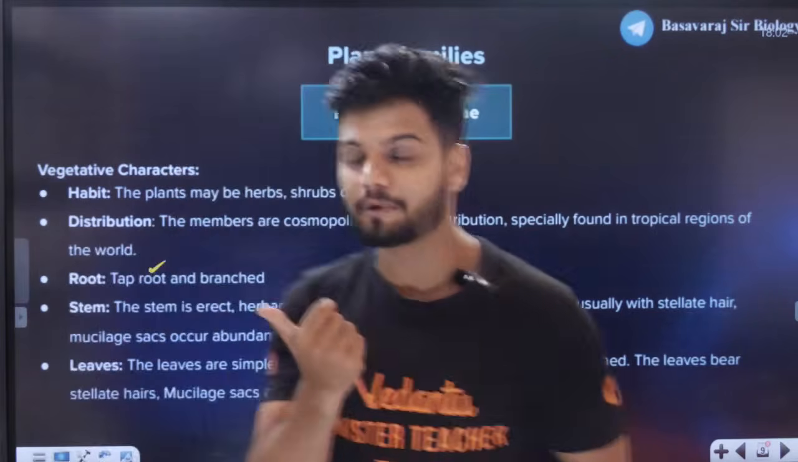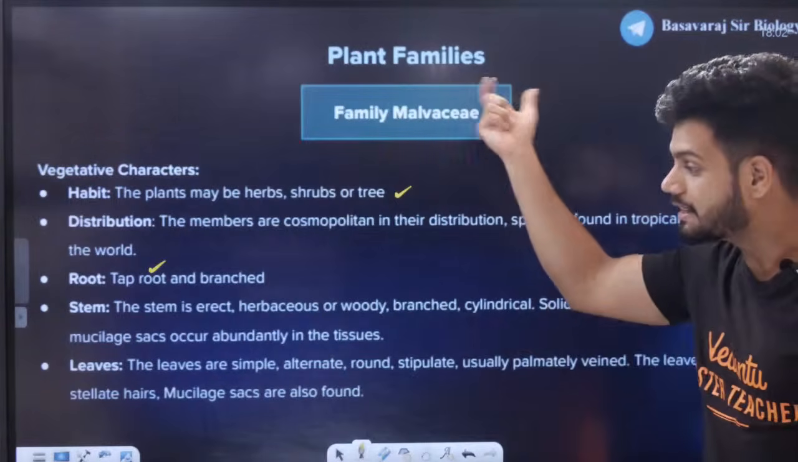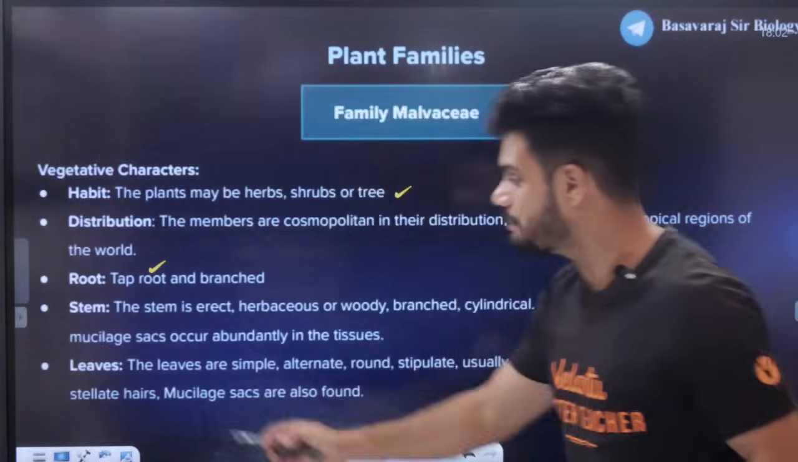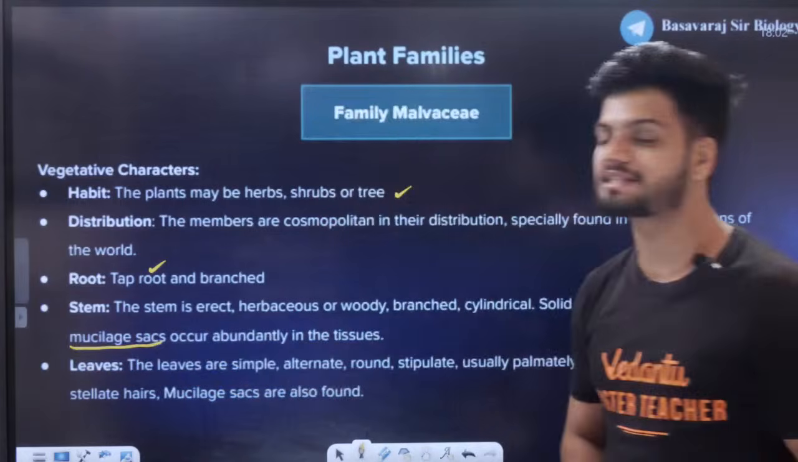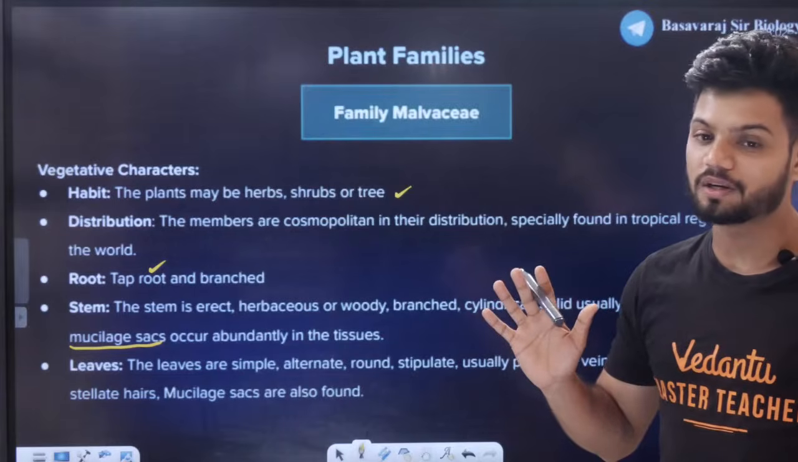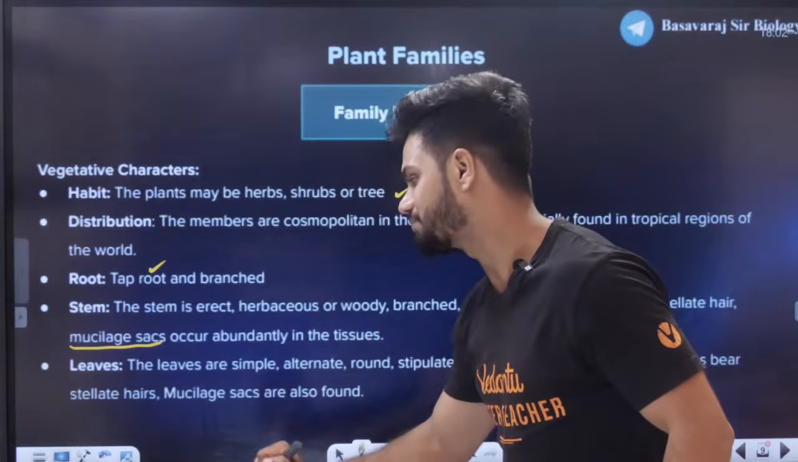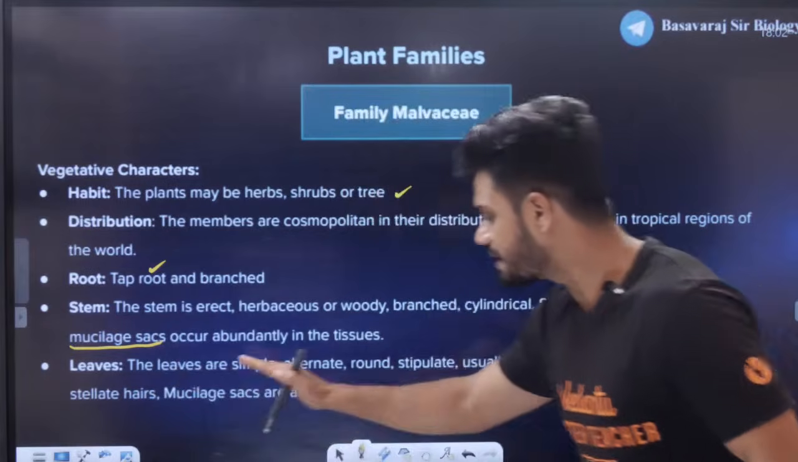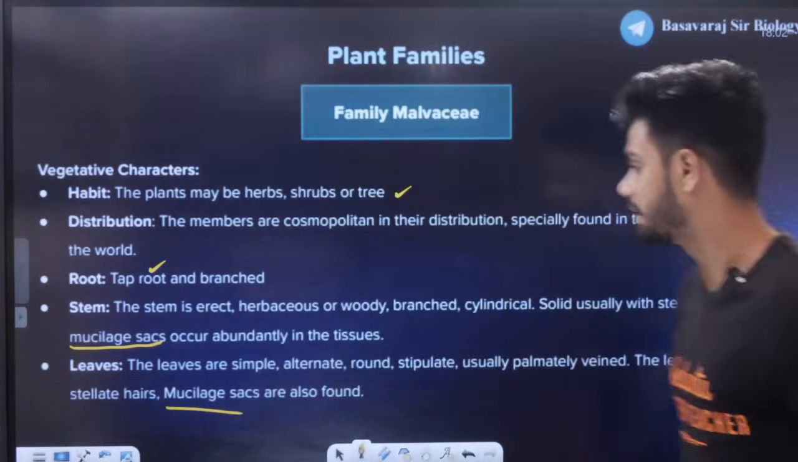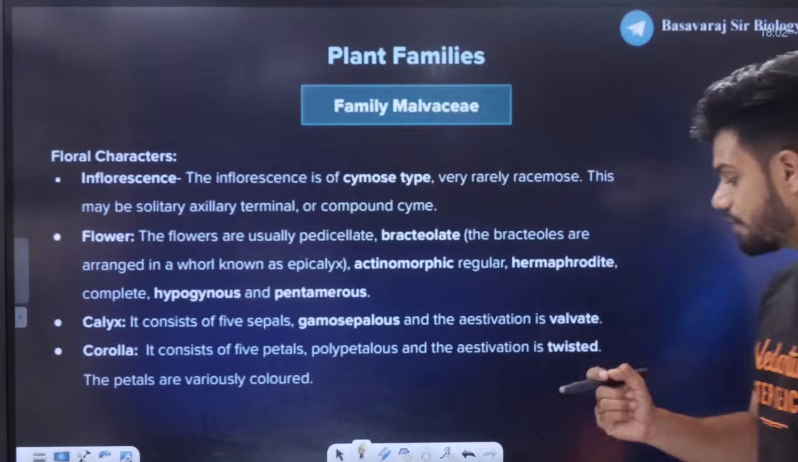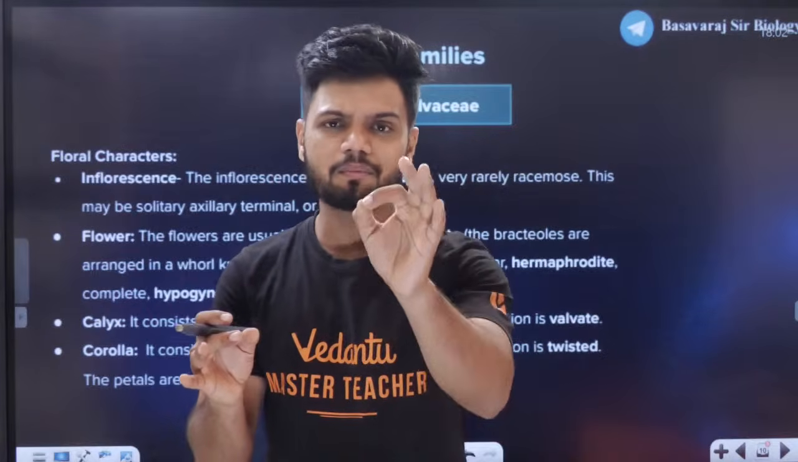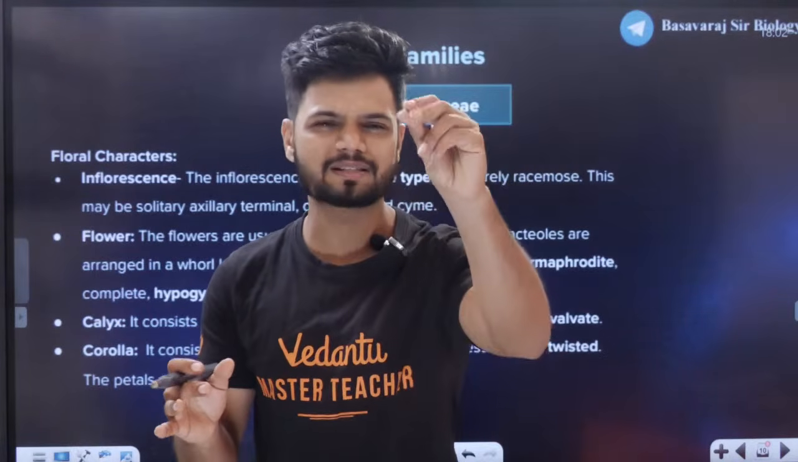Yes. That is because students, in the Malvaceae, not just the fruit, even the stem has the mucilage sacs. If you have noticed it, you know. Don't lie here, don't lie. It has mucilage sacs. The leaves are simple, alternate, round, stipulate. Mucilage sac is also present in the leaf. Now students, the first point we need to remember here is under Malvaceae, mucilage sac, also called slimy nature.